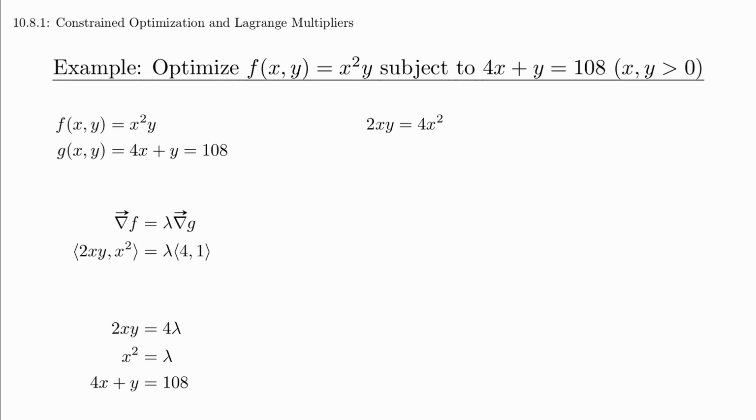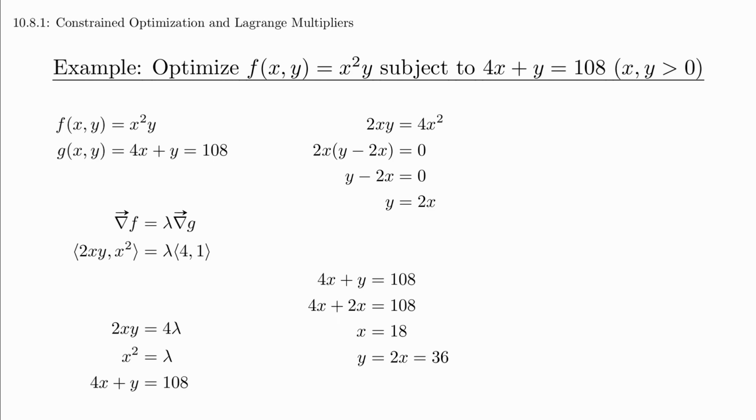If we directly substitute for lambda in the first equation using the second equation, we get 2xy = 4x squared. Moving everything to one side and using the fact that x is positive, we see that y = 2x. We can then plug this into the constraint equation, which gives us x = 18 and y = 36. This is the only critical point under the conditions that x and y are positive. If we took away that restriction, then x = 0 becomes another critical point. But for this problem, having found the critical point, we simply plug it into f to get the extreme value.